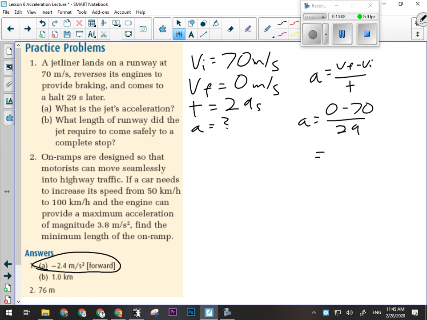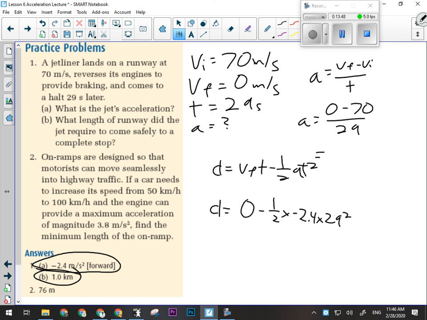Then for part B, it says, what length of runway did the jet require to come safely to a complete stop? I've got VI, VF, T, and A. Now, I can use any formula I want. Any one of the formulas will work. I would say probably the quickest one, and it wouldn't require any manipulation, would be D equals VF times T minus 1/2 AT squared. Because what's VF? 0. So I just plug in my numbers and go 0 minus 1/2 times negative 2.4 times 29 squared, and I'll get 1 kilometer for my answer.